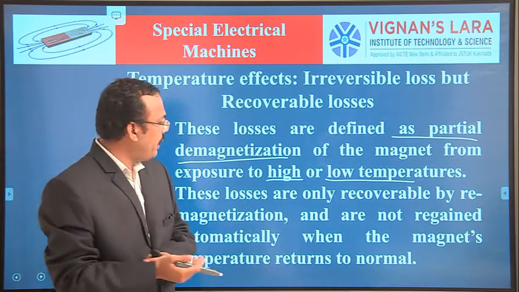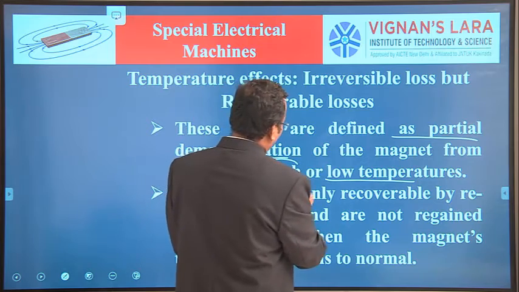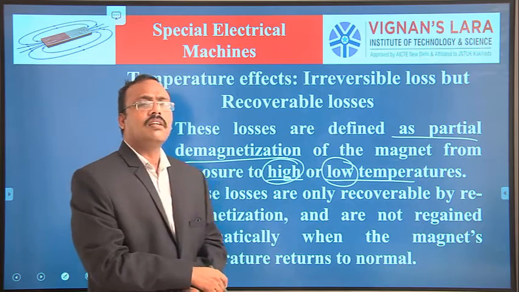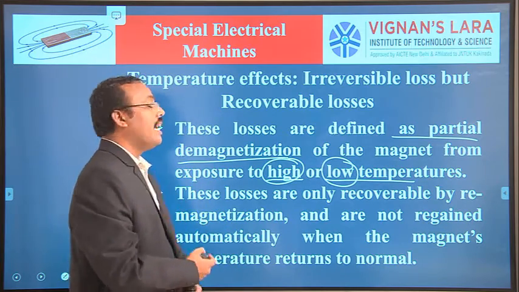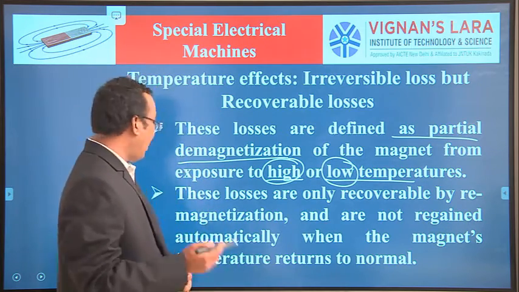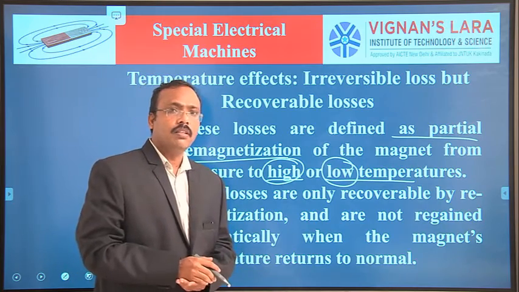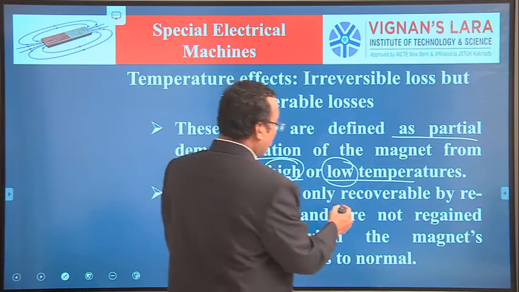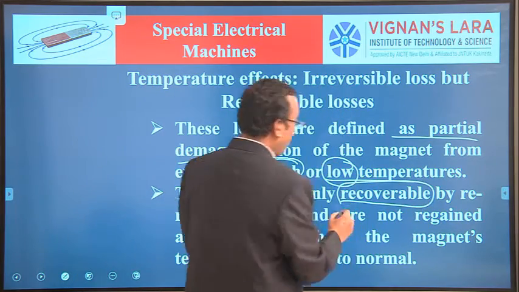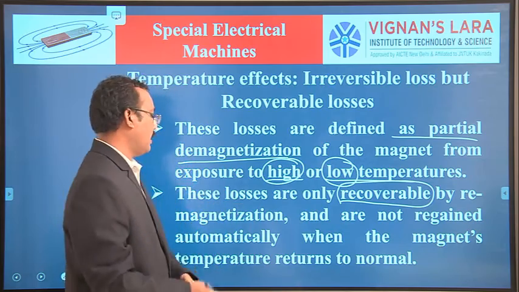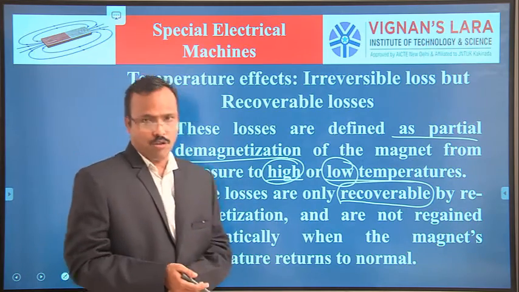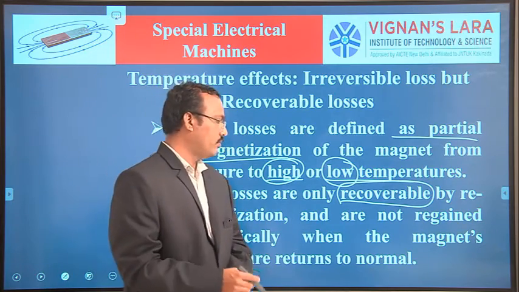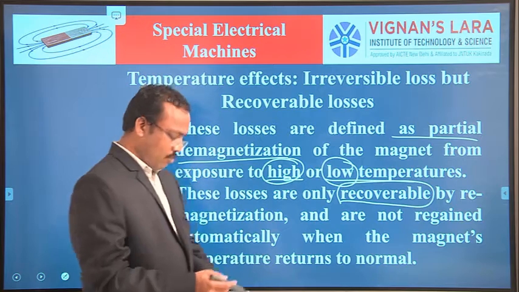The temperature may be high or low. These losses are only recoverable by remagnetization and not regained automatically. So we need to develop a process to recover the magnetic strength. It is not automatically remagnetized. That is very, very important. So it will take some cost, when the magnet's temperature returns to the normal level, normal strength.